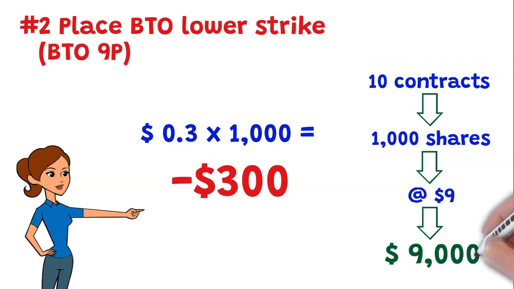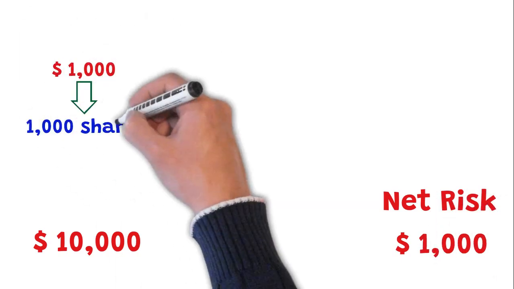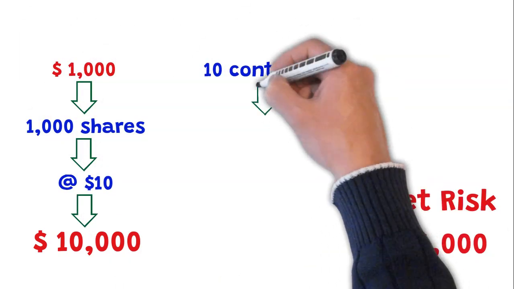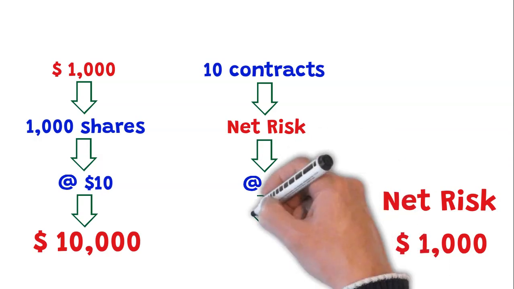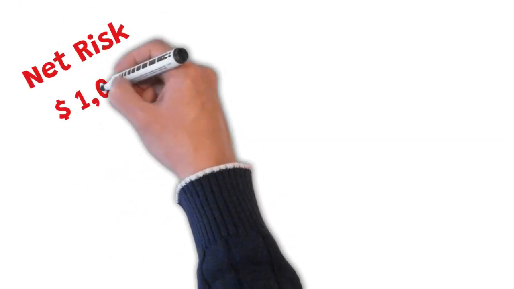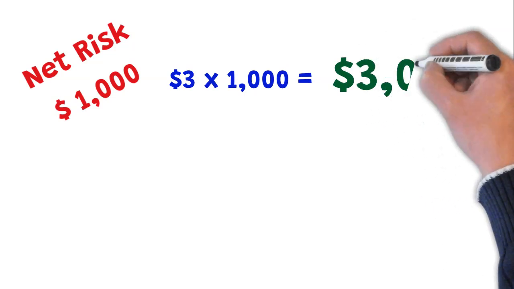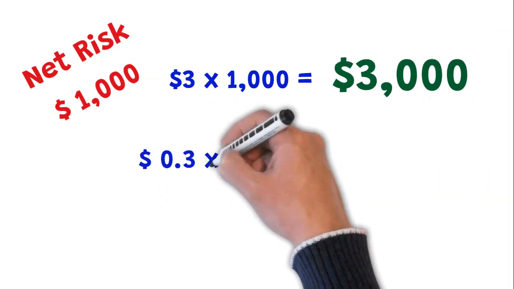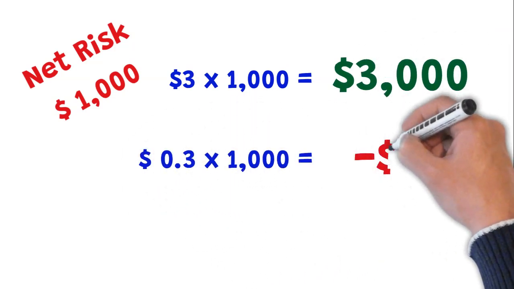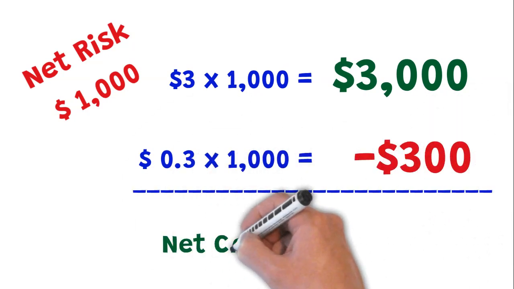By buying the lead, our risk decreases from the initial $10,000 to $1,000 because we have the option to buy the shares for $10,000 as well as the option to sell the shares for $9,000, which is a reduced risk of $1,000. Even though the risk is $1,000, the net credit is $2,700 because we received $3 per share when we sold the 10 put, that is $3,000 for the 1,000 shares. We spent 30 cents per share when we bought the 9 put, that is $300 for the 1,000 shares. The net credit of both trades is $3,000 minus $300, $2,700.